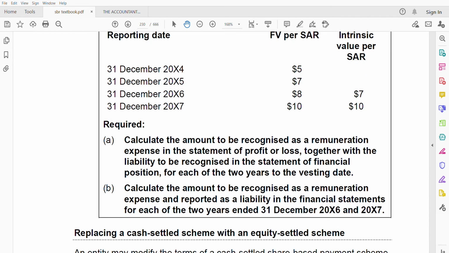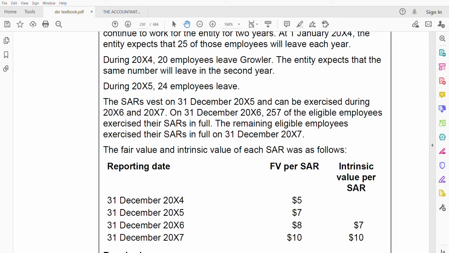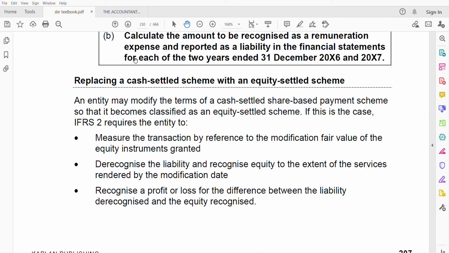Okay, so we have a question, a test of understanding on that. If you can see, we have been given the intrinsic value as well as the fair value in your test of understanding. Now, we are replacing a cash settled scheme with an equity one. We can do that. Then what do you do? This might come under modification. You might modify the terms of a cash settled share based payment so that it becomes classified as equity settled.